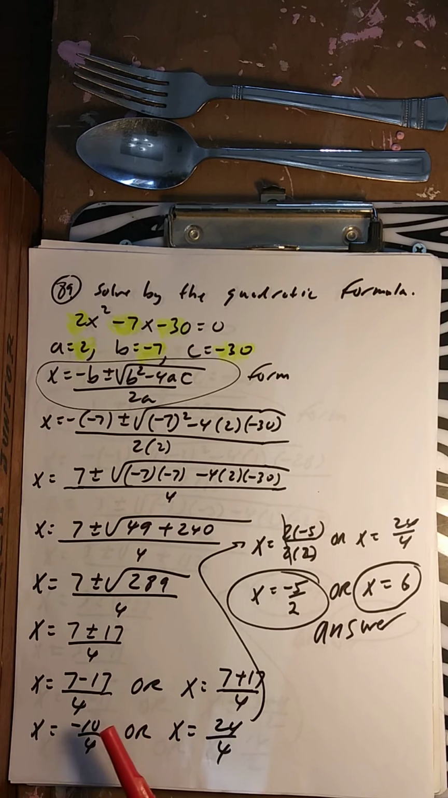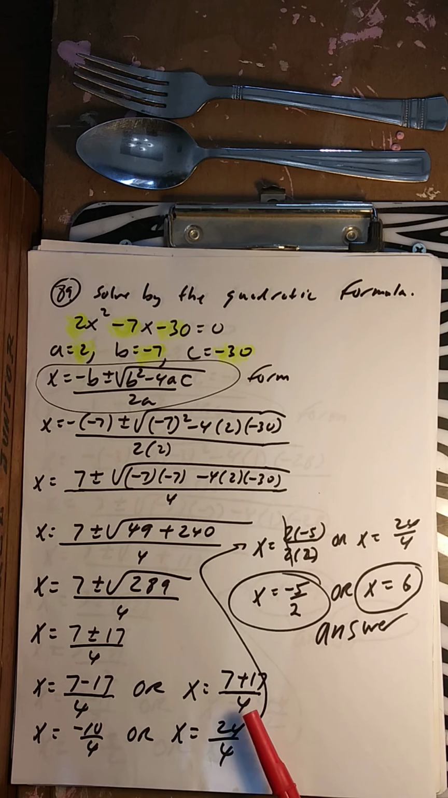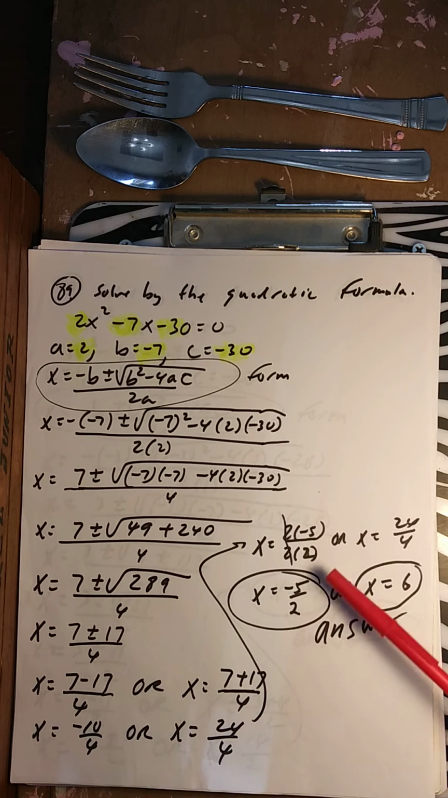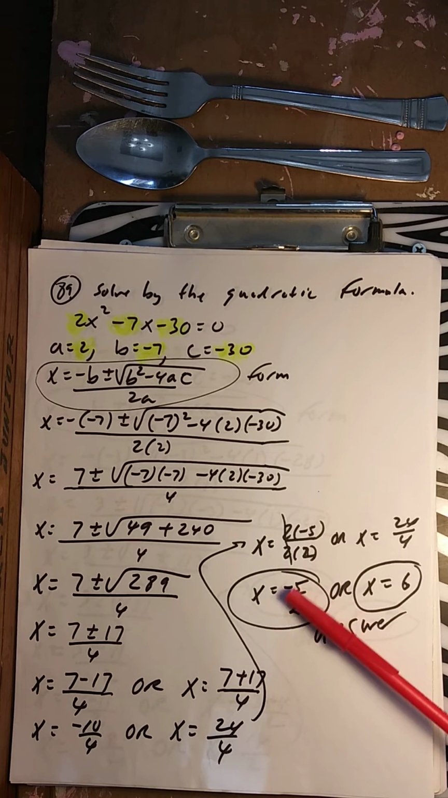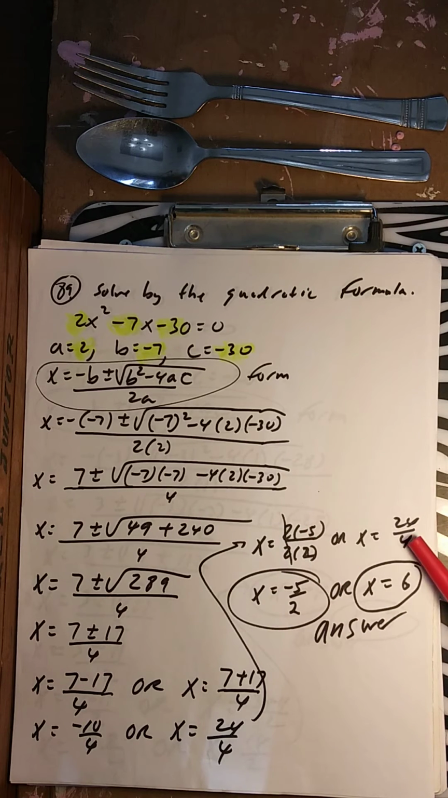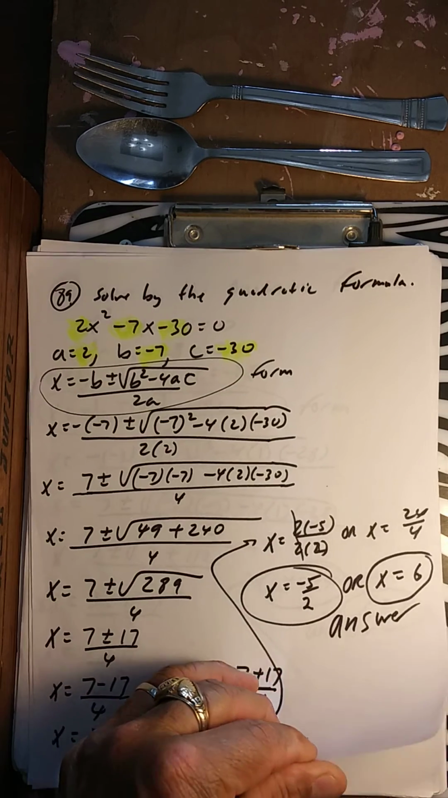Use your calculator. So 7 minus 17, 7 plus 17. It's going to be negative 10 over 4, 24 over 4. This right here is 2 times negative 5. 2 times 2, cancel 2's. So negative 5 halves. Got one answer. And this divided by this is 6. So negative 5 halves, 6. That's it. You got it.